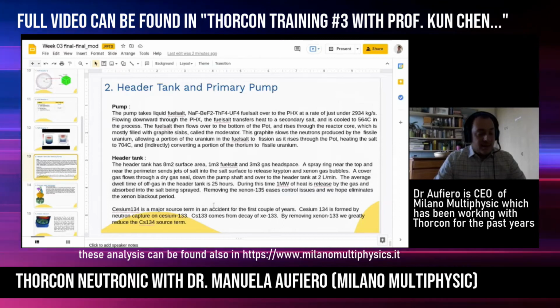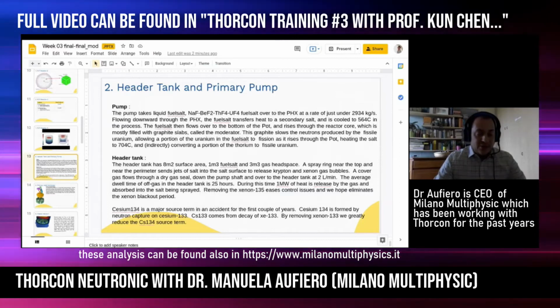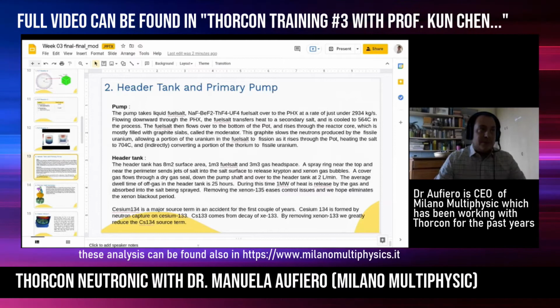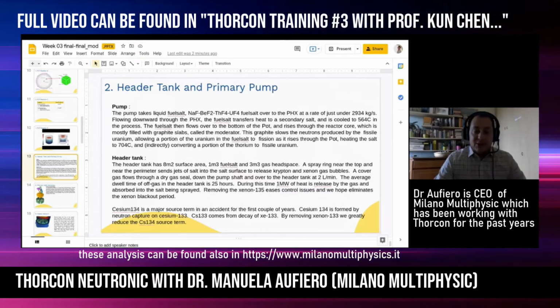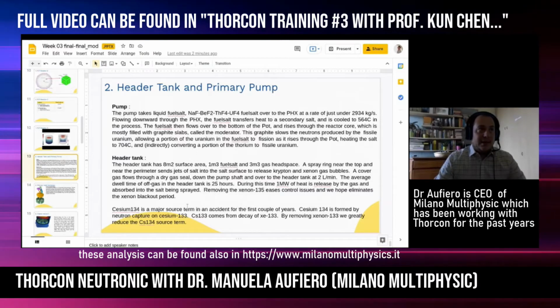Besides the effect on the reactor operation, removing gaseous fission products has a huge effect on the reduction of the source term in case of accident.